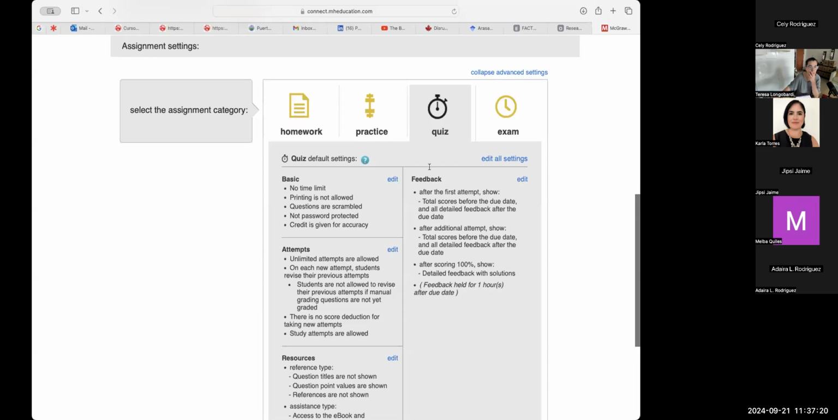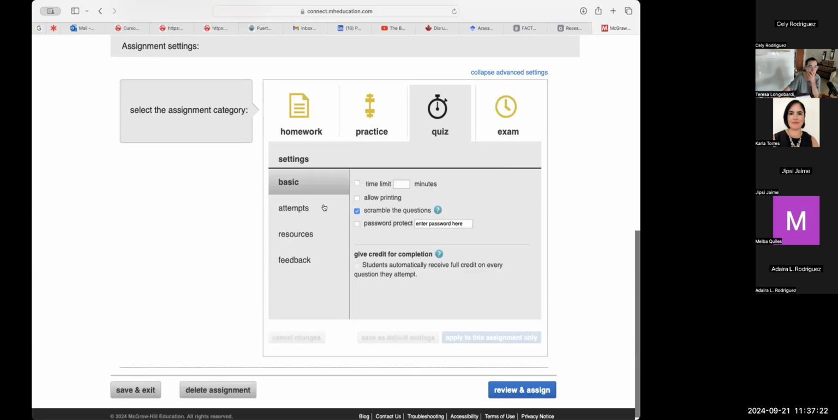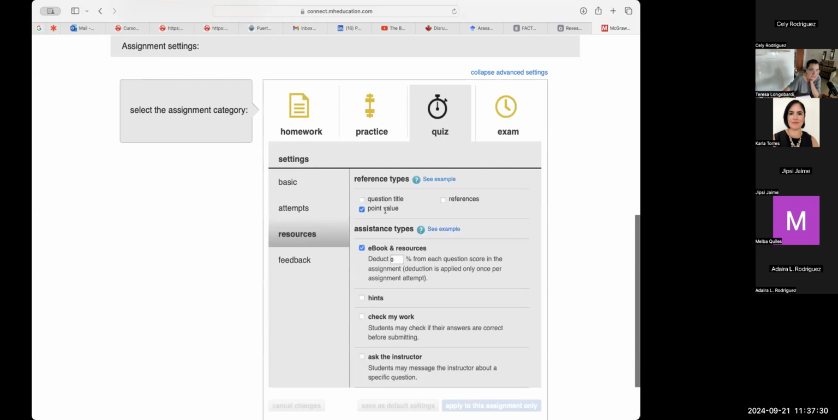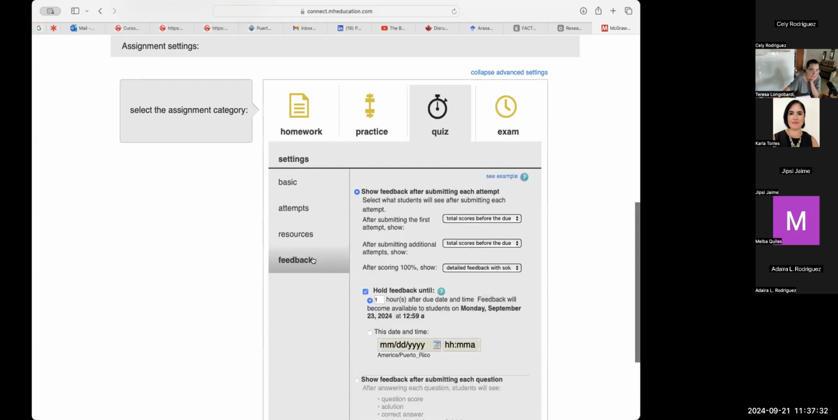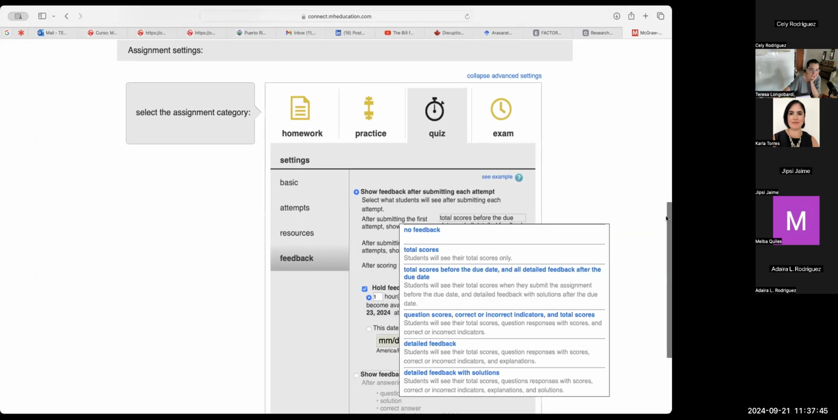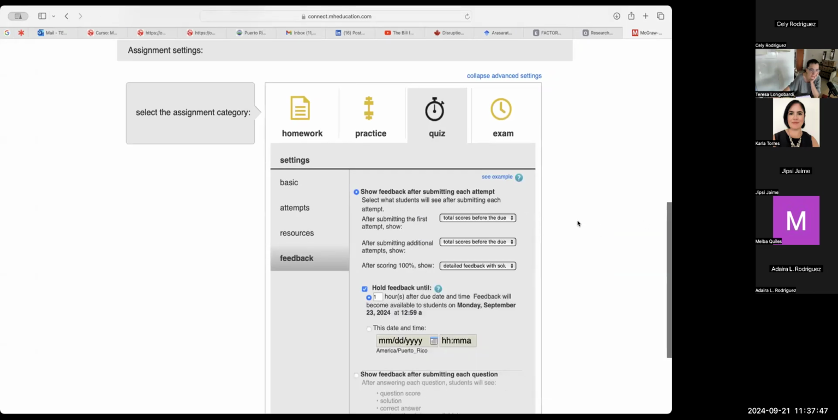So you see how it is: edit all settings, scramble the questions, revise the previous attempt, allow for study attempts, unlimited attempts, resources, you get to see the points in the book, and I have it set up so show feedback after submitting each attempt. Select the students will see total score before the due date and all detailed feedback after the due date.